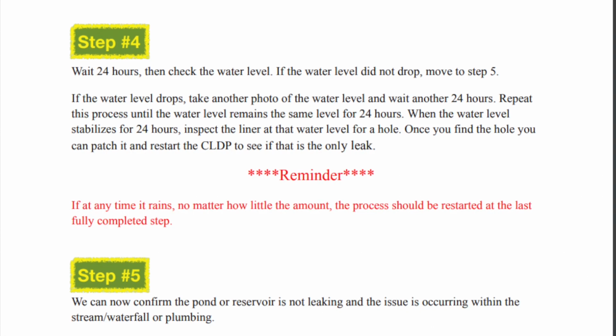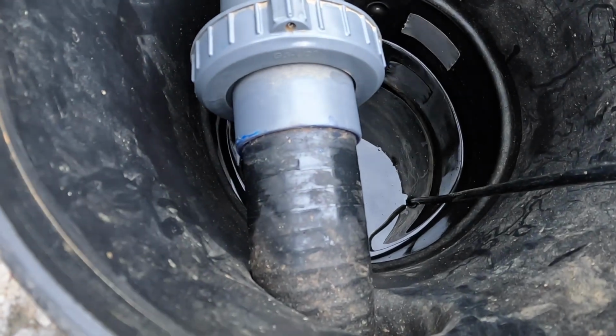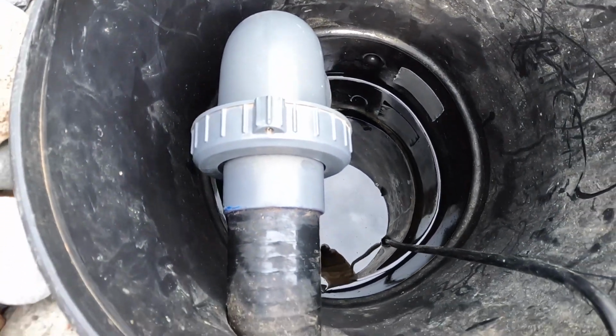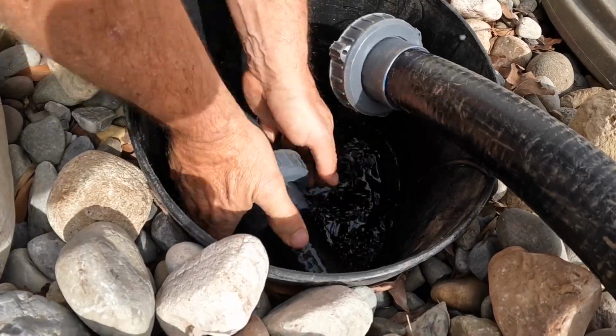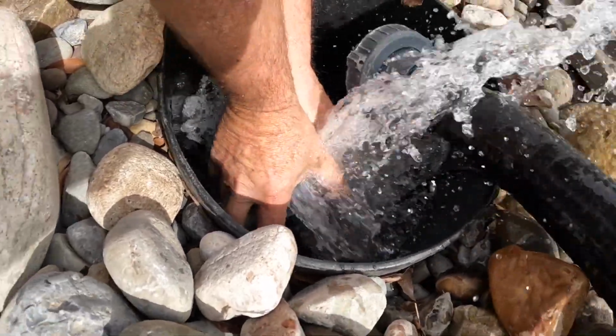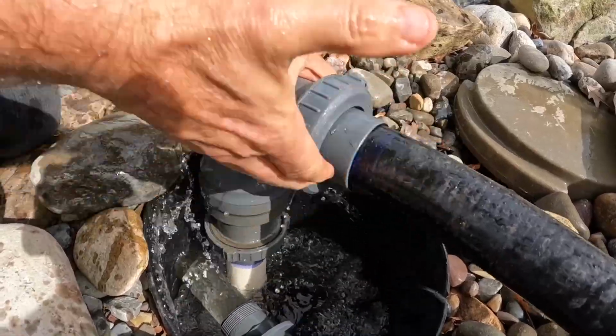And just a quick reminder, if it rains at all during this process, you need to restart at the last fully completed step. If you're on step 5, it means you have used the previous steps in the process to confirm that your pond or reservoir is not leaking and that the issue must be occurring within your stream, waterfall, or plumbing. At this point in the CLDP, additional materials may need to be purchased.